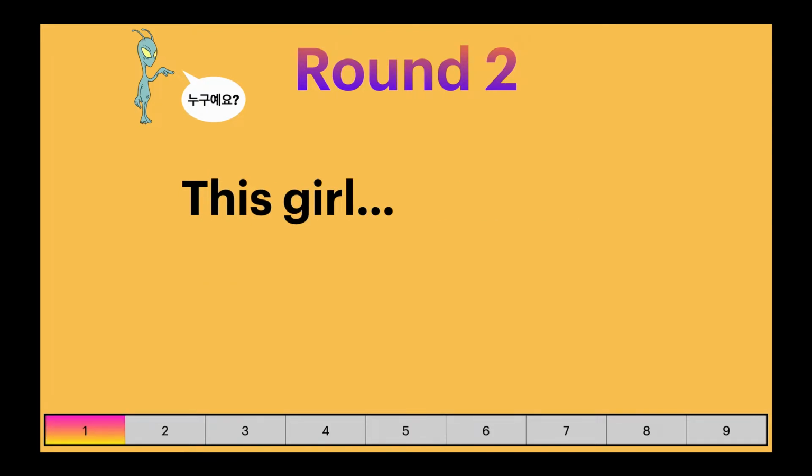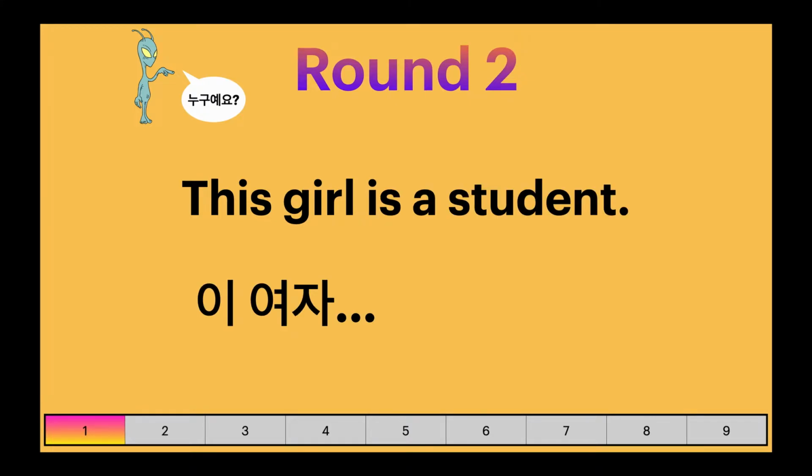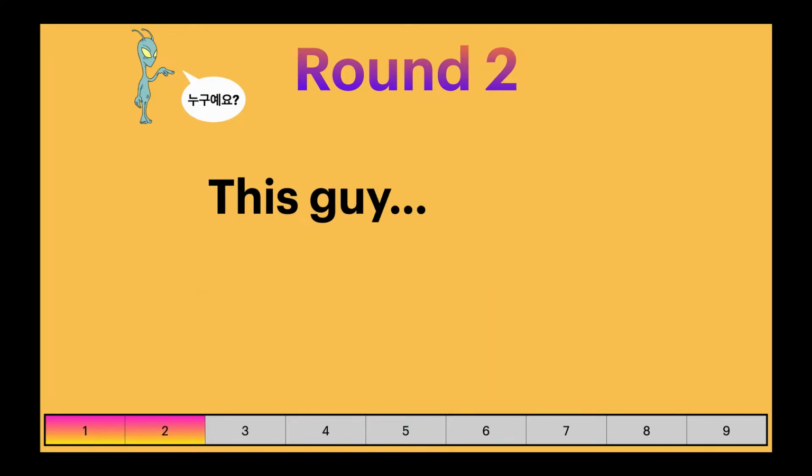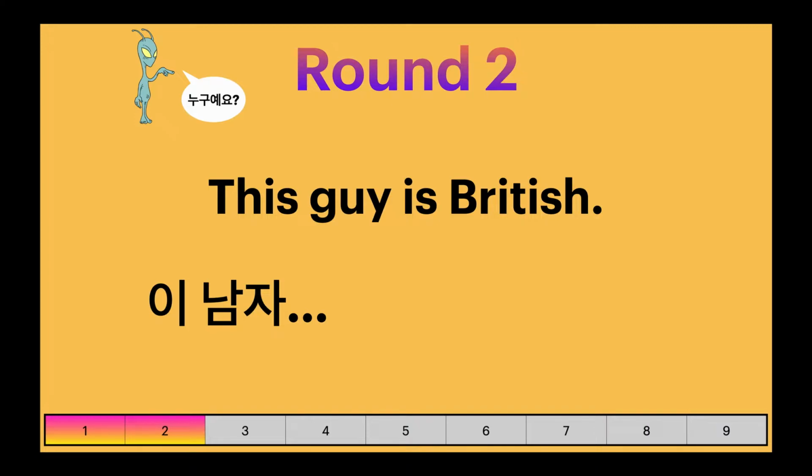This girl. 이 여자. This girl is a student. 이 여자는 학생이에요. This guy. 이 남자. This guy is British.